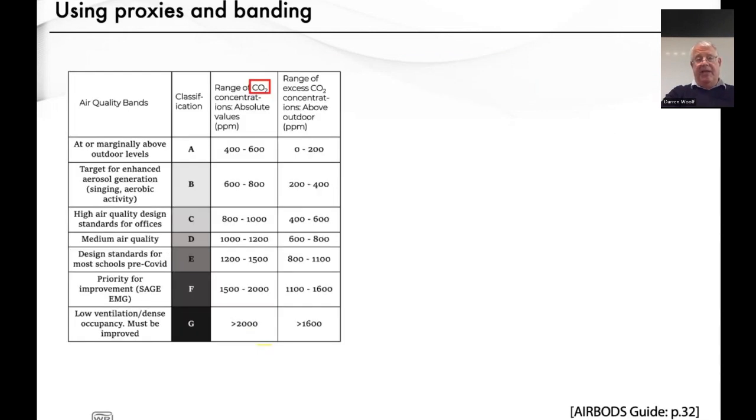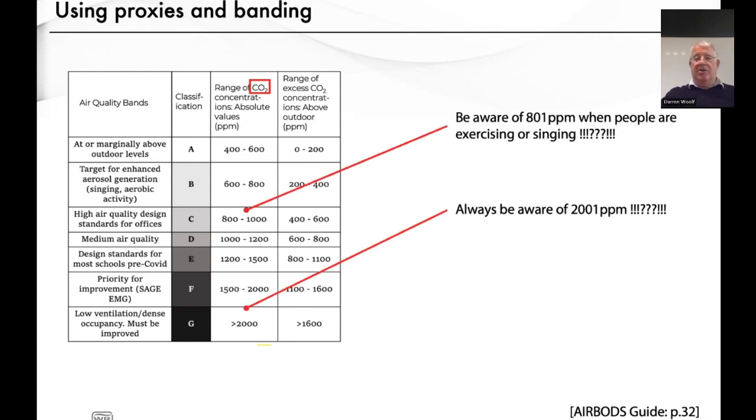So we used proxies and banding. You might be used to this sort of air quality table using CO2. This was adjusted in Airborne to air quality bands where you may have some infection risk. So when you've got these sorts of bands, should we look at 801 parts per million? It's just outside category B, so we should be aware when people are exercising and singing. Should we be looking at 2001 parts per million all the time, because this is what that band is saying?